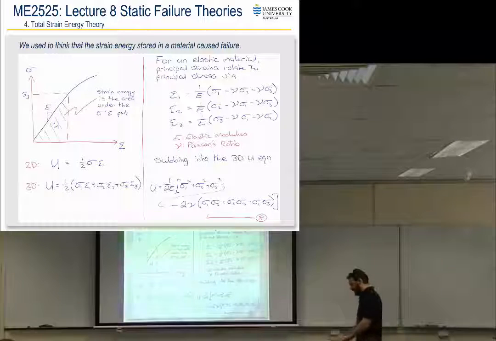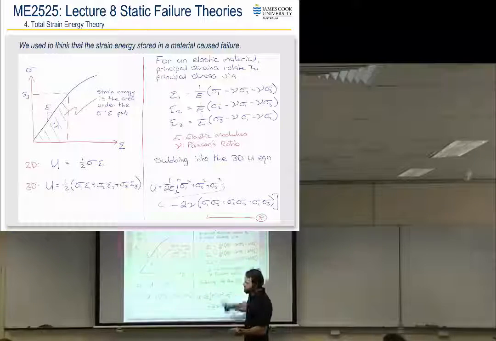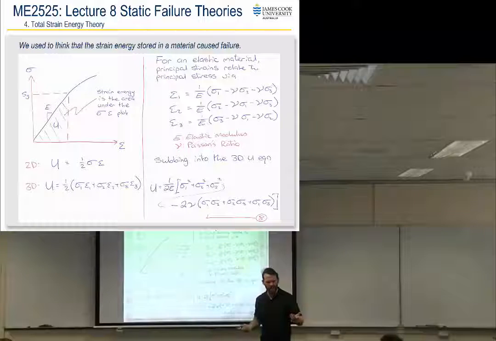As I said, those two failure criteria from the last lecture were very phenomenological, and as people started to develop, they started to think about what actually caused failure. And the fourth, remember we skipped number three, the strain energy theory, I'm not bothering with that. Anyway, this one's called the total strain energy theory, so that's number four.